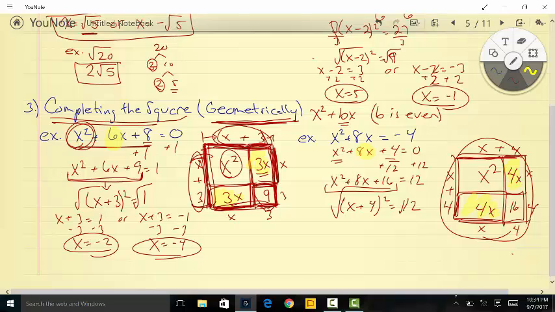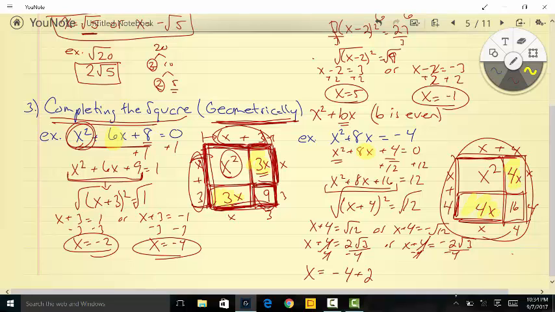And then we're going to square root, which means that x plus 4 could equal the square root of 12, or x plus 4 could equal the negative square root of 12. That means x plus 4 is either equal to 2 radical 3, or x plus 4 is equal to negative 2 radical 3. And then both of these we're going to minus 4 over. Now the negative 4 can't be combined with 2 radical 3 or negative 2 radical 3 because they have a radical attached. So the answers are just negative 4 plus 2 radical 3 and negative 4 minus 2 radical 3.